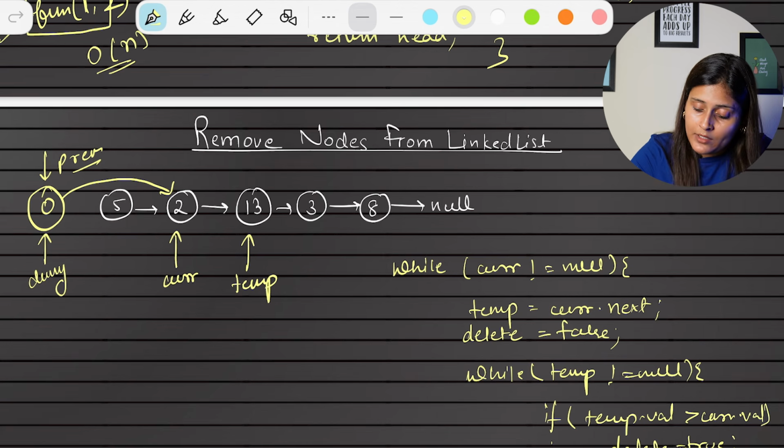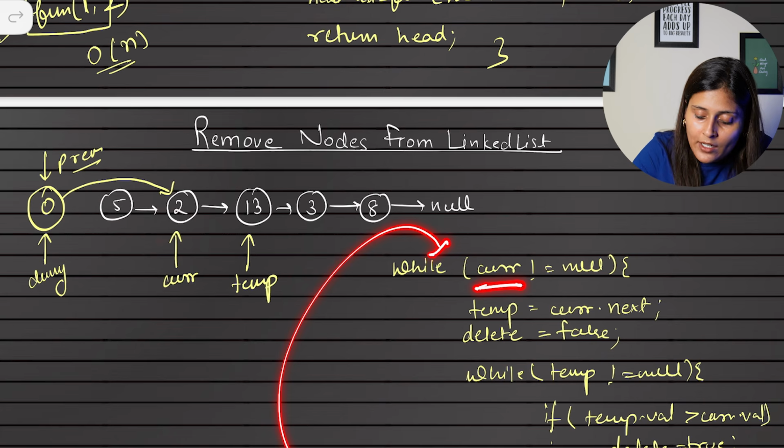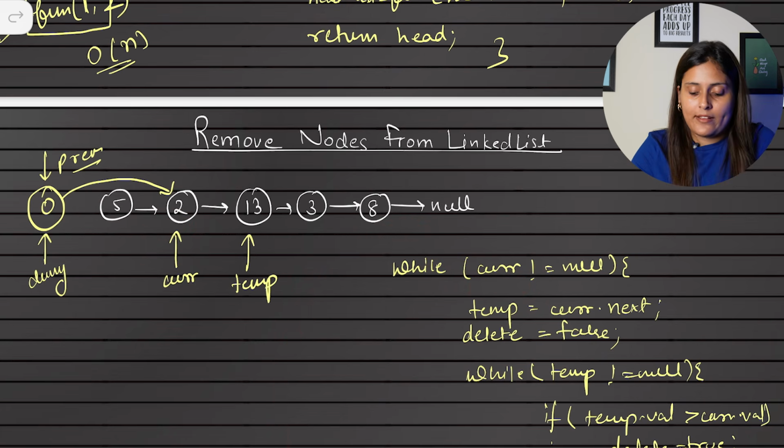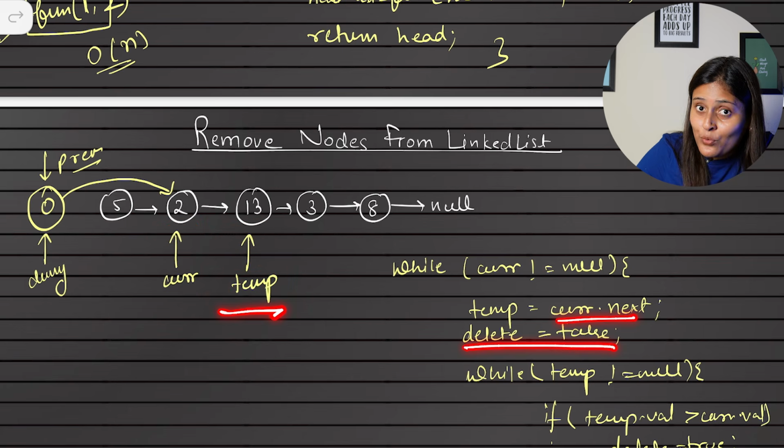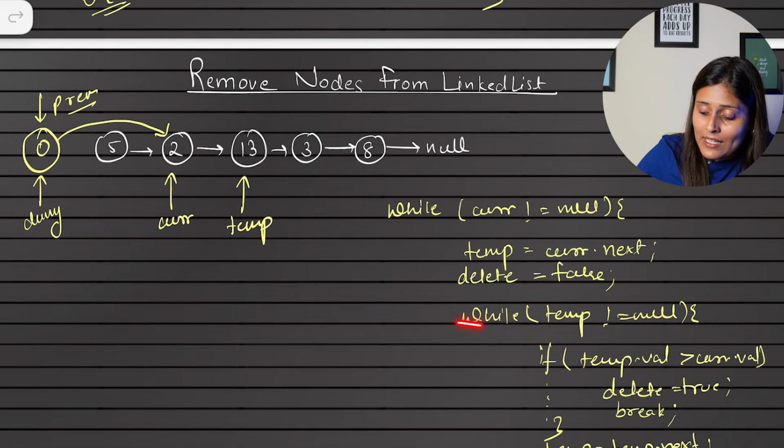Again, we will come in the same while loop. We'll say, hey, is my current null? No, it's not null. Now what? Next. So again for current, new temp should start from current dot next. Okay. So temp is started. Now again the new flag is false. Now while my temp is null.